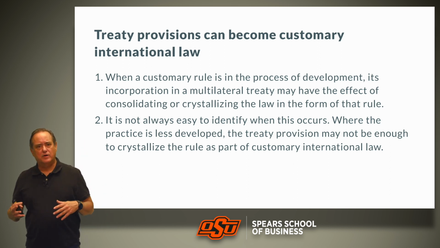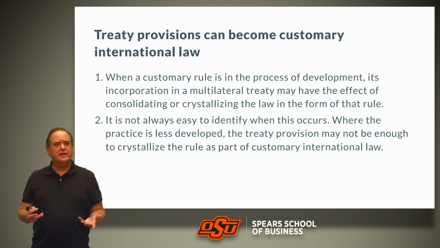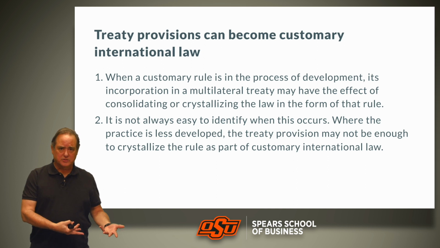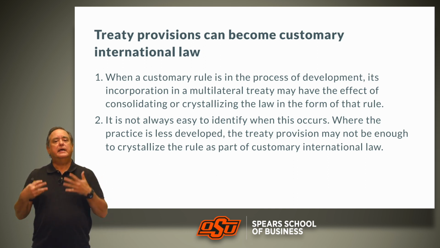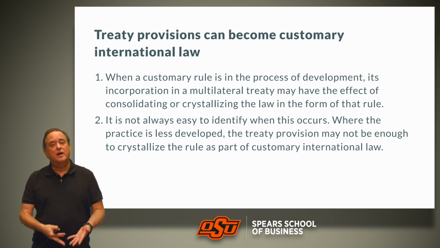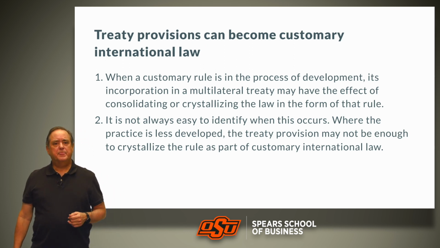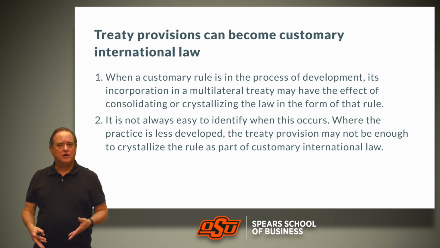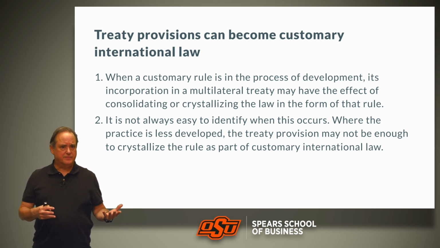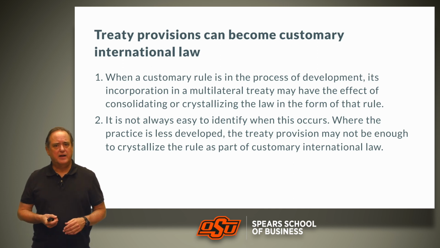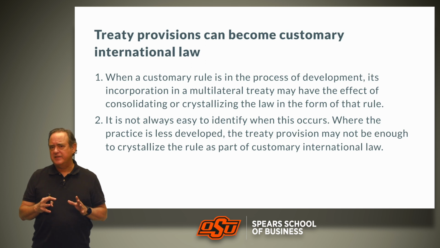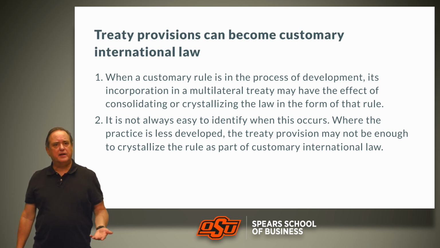And I mentioned the United States has never ratified the Convention on the Law of the Sea. Nevertheless, the United States follows the provisions of the Convention on the Law of the Sea, in large part because those provisions have essentially become customary international law. Now, it's not always easy to identify when this occurs. When the practice is less developed, the treaty provision may not be enough to crystallize the rule as part of customary international law. It's going to be something that requires some specificity, like the Convention on the Law of the Sea, and that is adopted by a large number of states over a period of time. So treaty provisions can become customary international law.